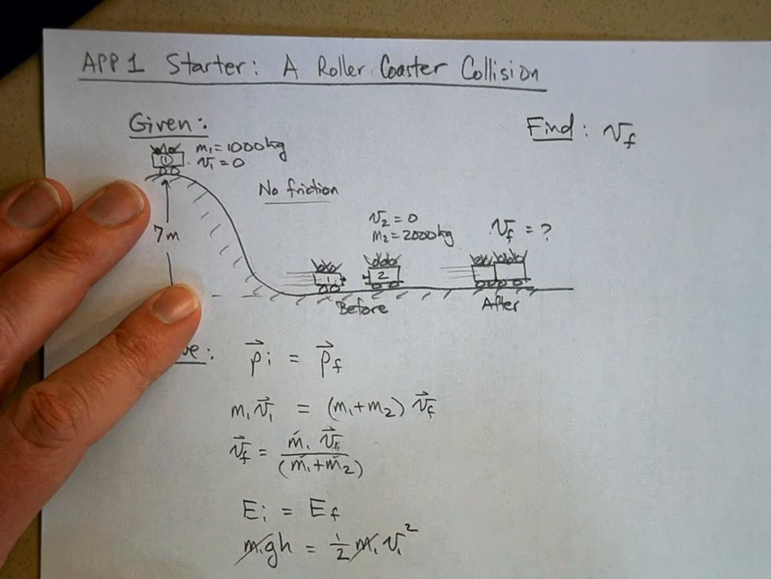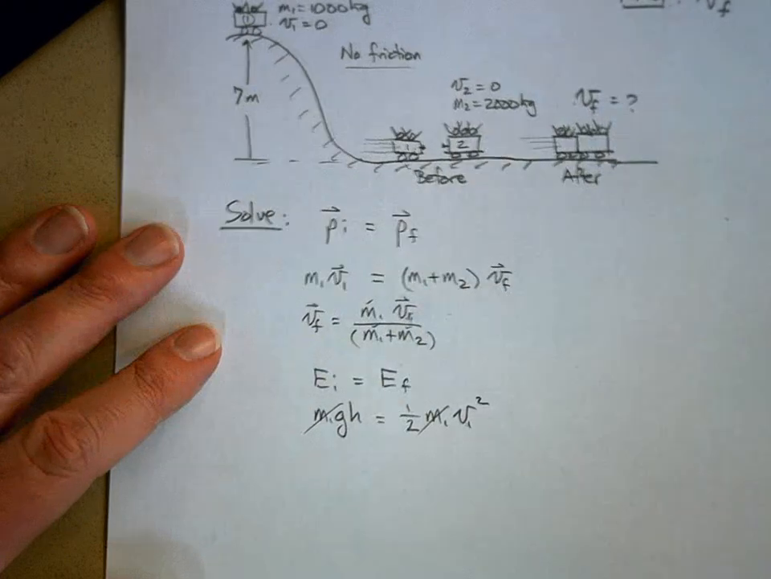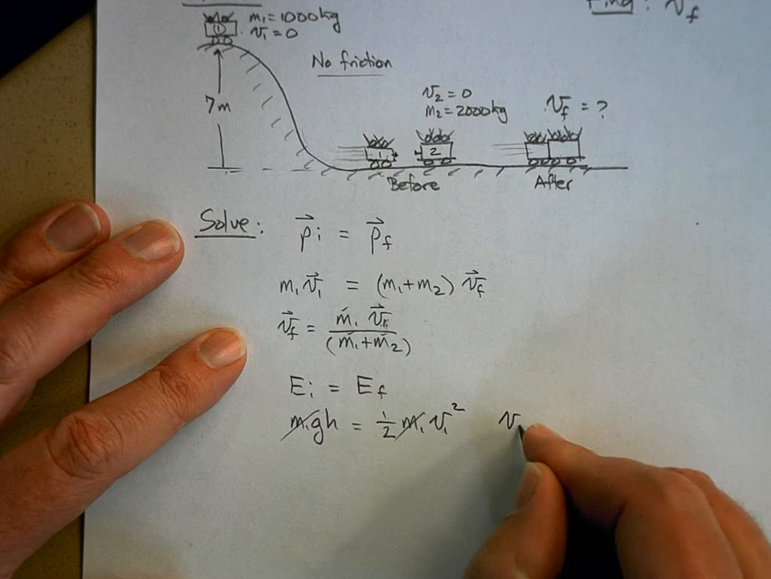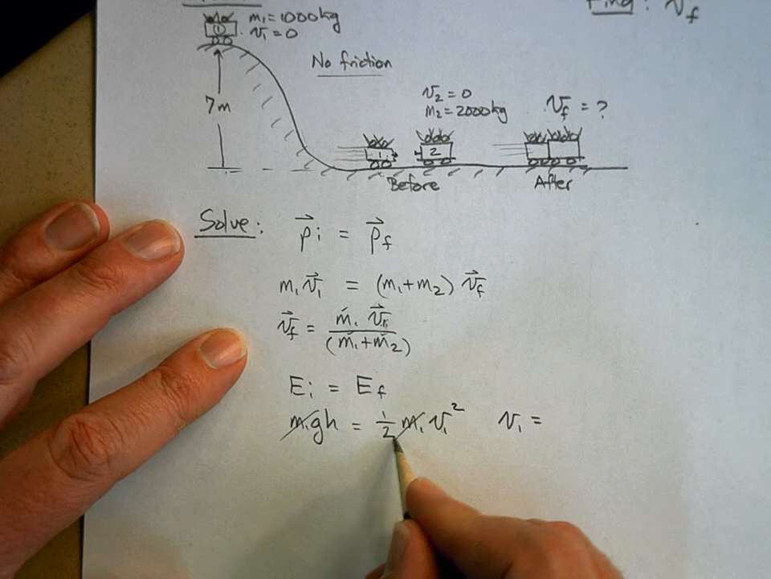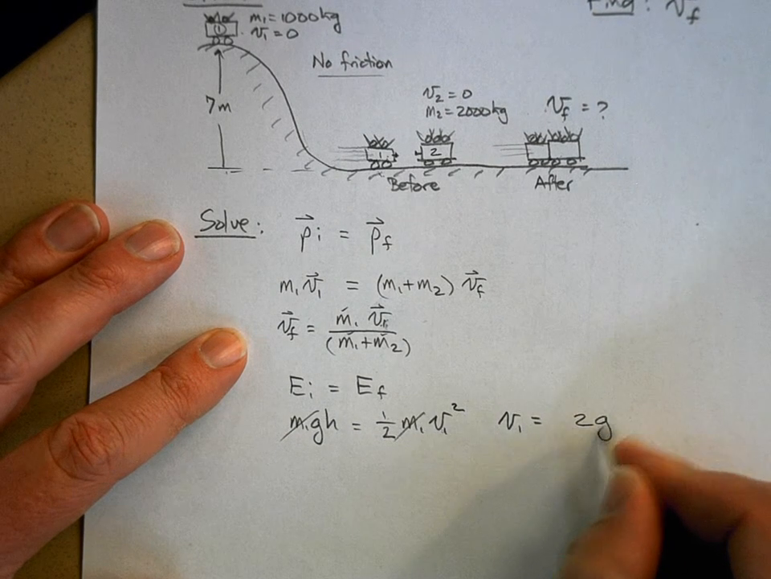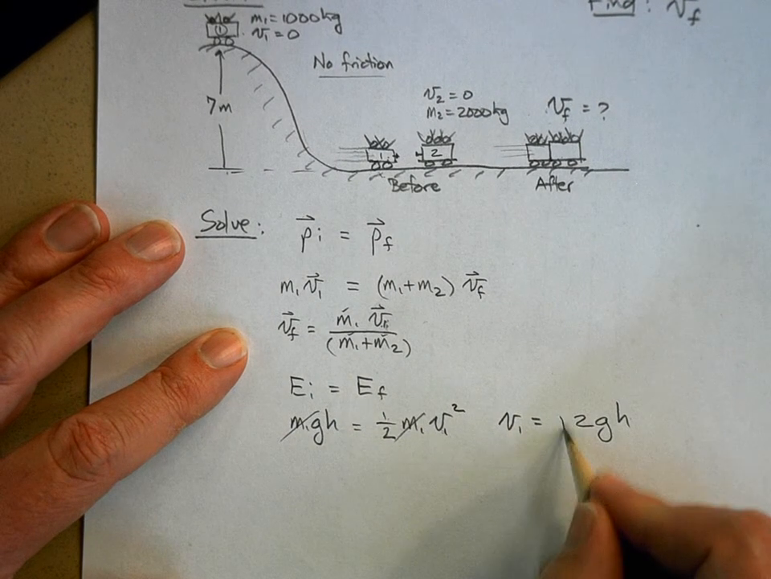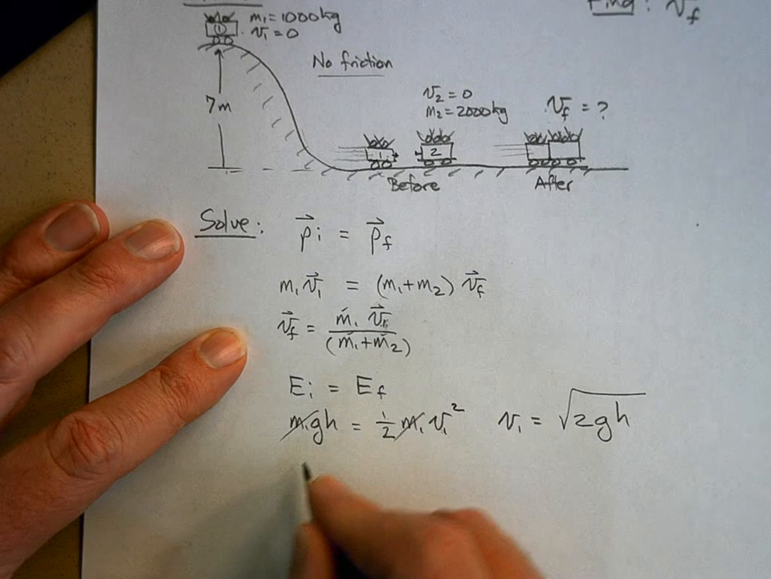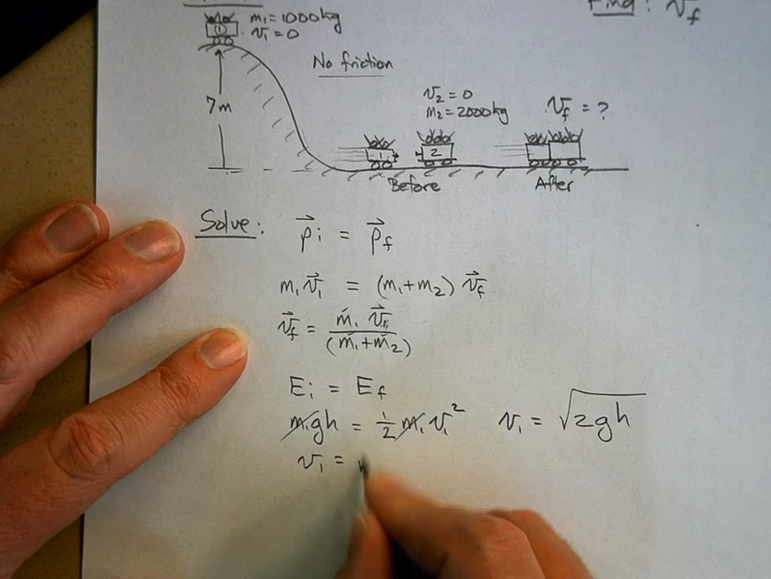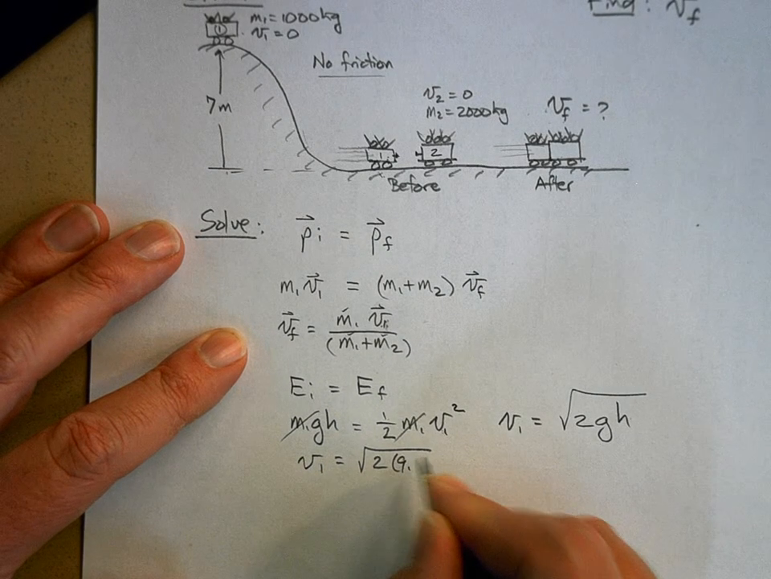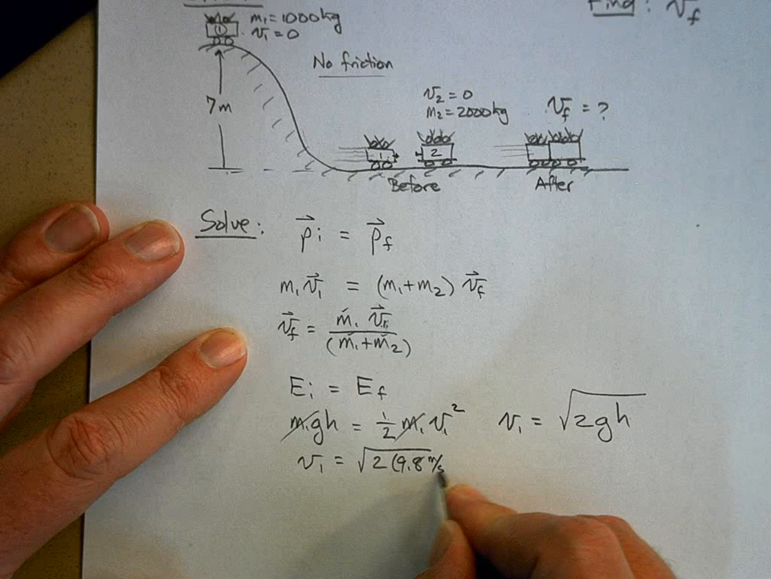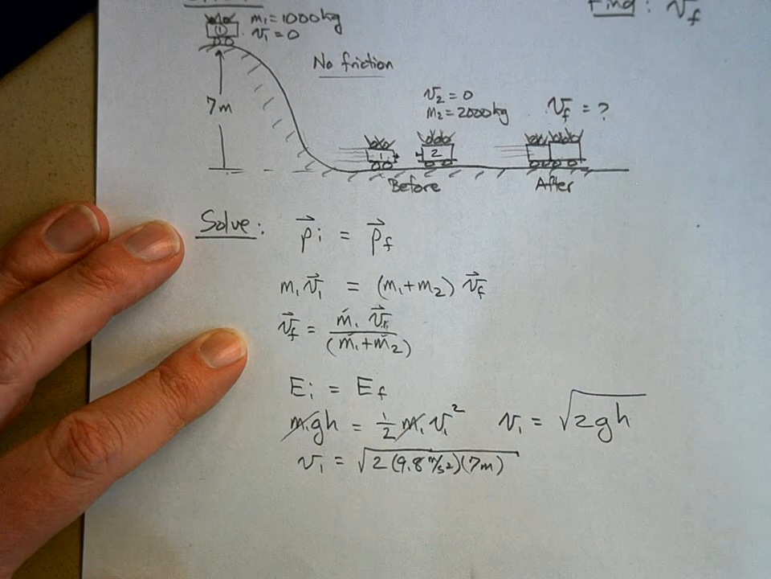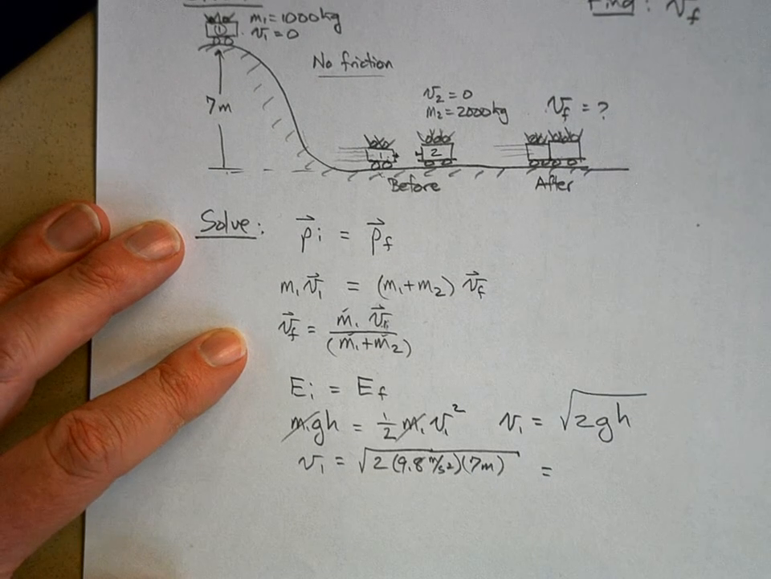So these masses cancel. Well, let's solve for the velocity. So V1 is going to be equal to, we'll multiply both sides by 2. So I have 2GH, and then get rid of V1 squared, I take the square root. And that's going to give me V1 equals the square root of 2 times G times H, which is given to be 7 meters.